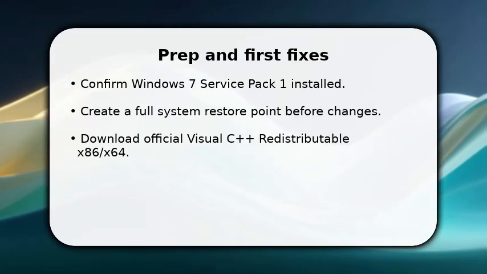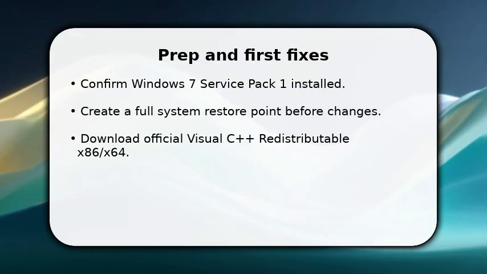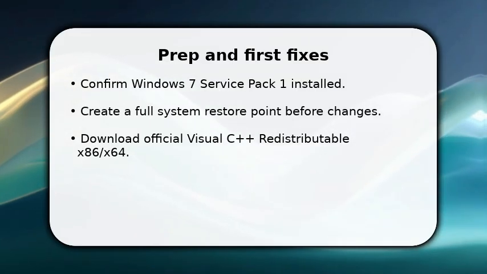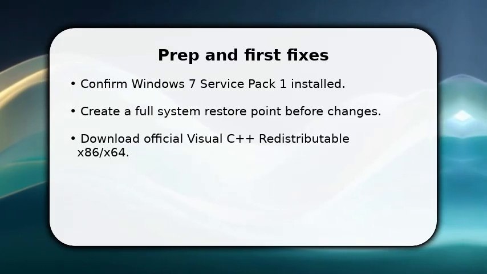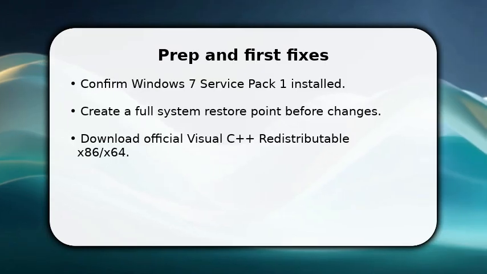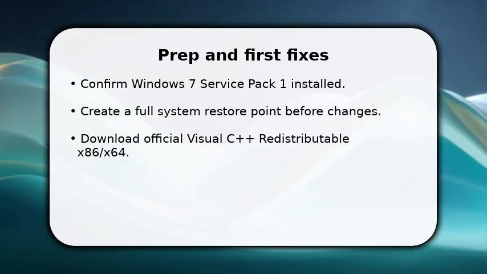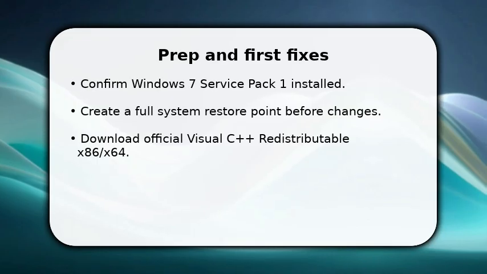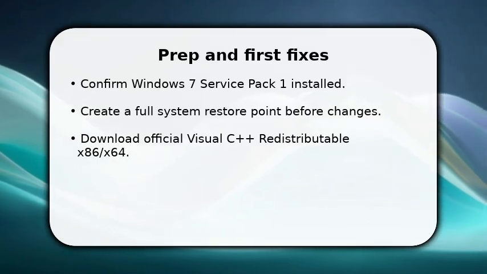You begin by confirming Service Pack 1 is installed because this DLL error often appears on outdated systems. Create a system restore point now so you can roll back if needed. Next, download and install the Visual C++ redistributables for both x86 and x64. The runtime supplies required APIs.